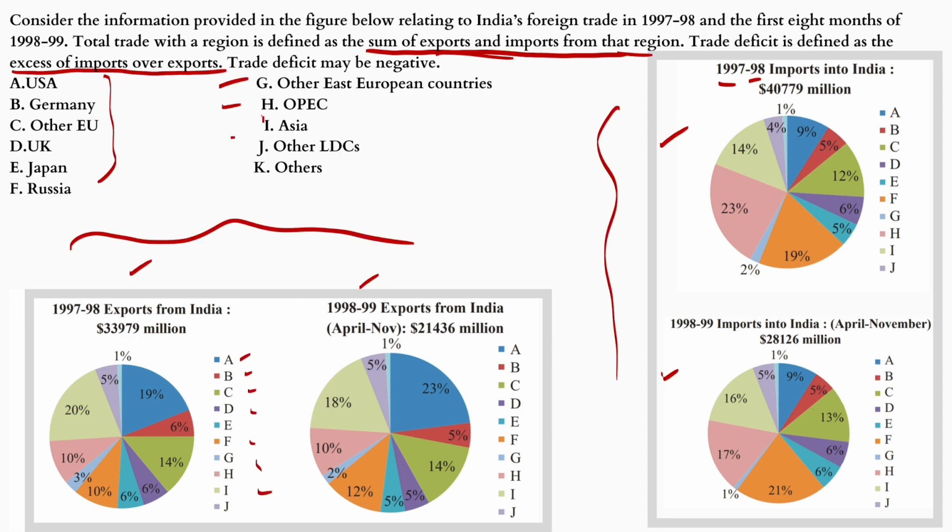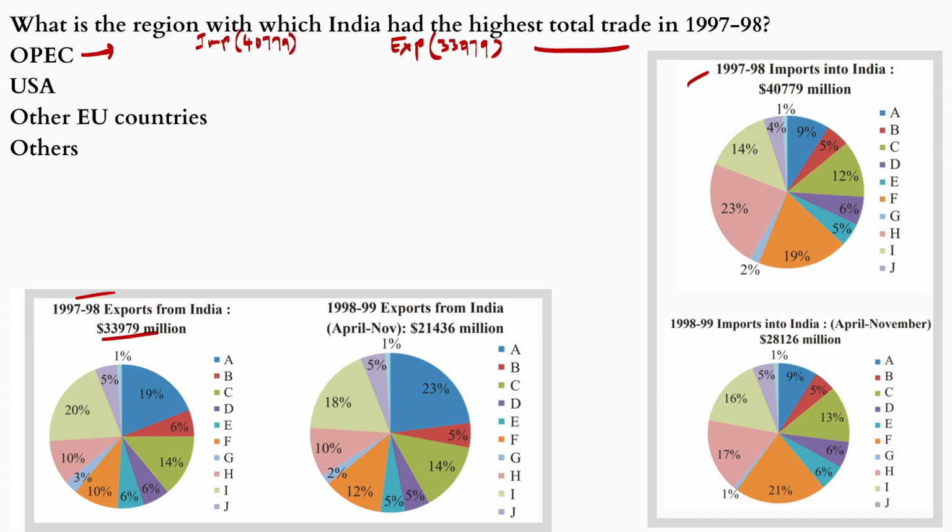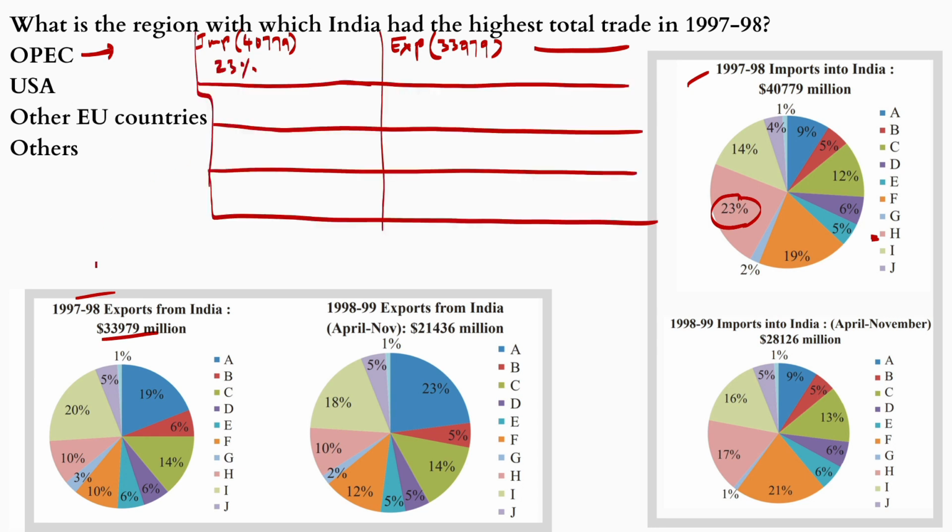OPEC is represented with H. So H is this one, this color. So this represents 23 percentage. What about the exports of OPEC? OPEC percentage is 10%. What about USA? For USA, the import percentage is 9 and the export percentage is 19%.